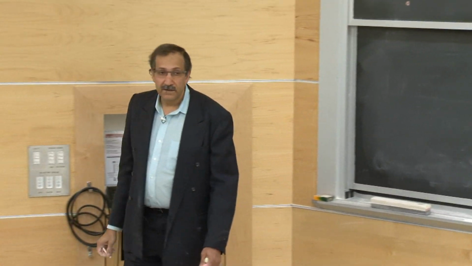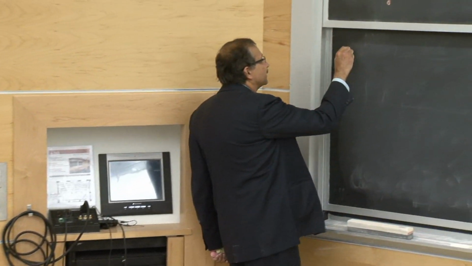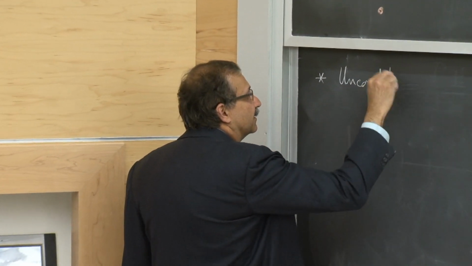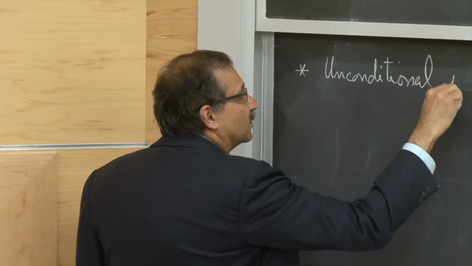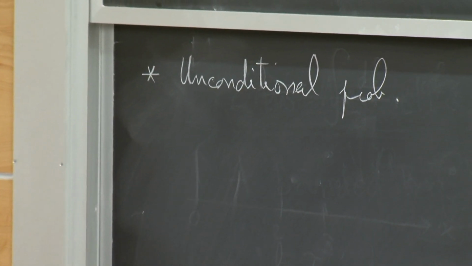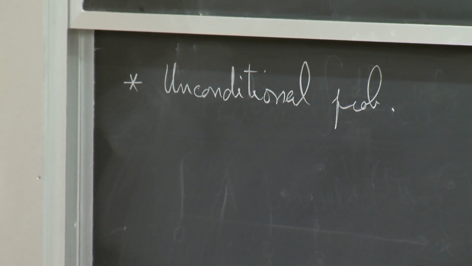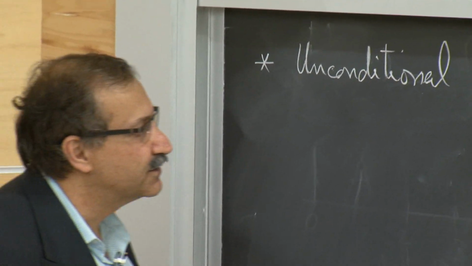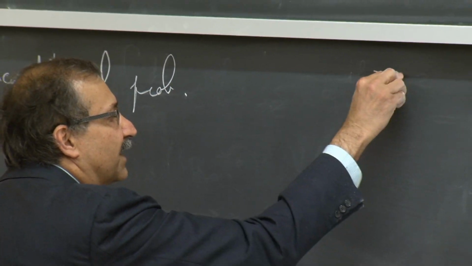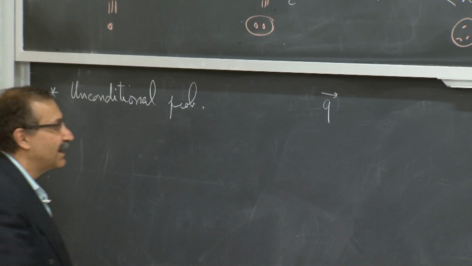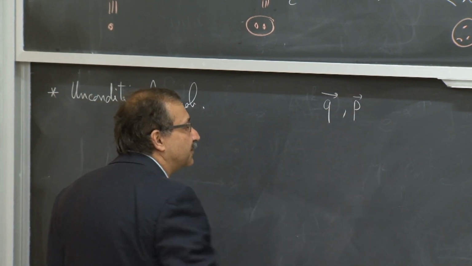A couple of other definitions. One of them is an unconditional probability. So very soon we will be talking about, say, probabilities appropriate to the gas in this room, and the particles in the gas in this room will be characterized by where they are, some position vector q, and how fast they are moving, some momentum vector p.